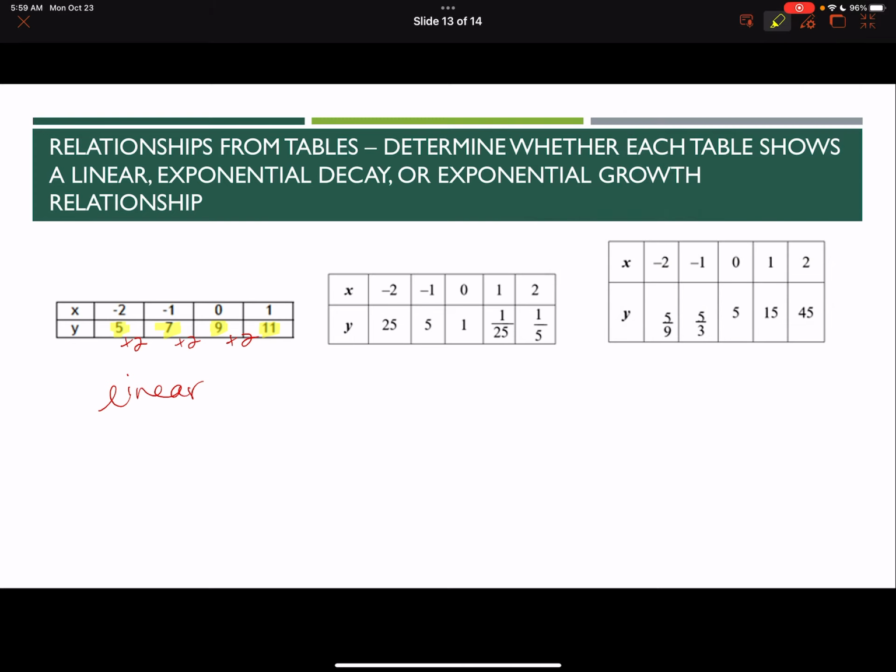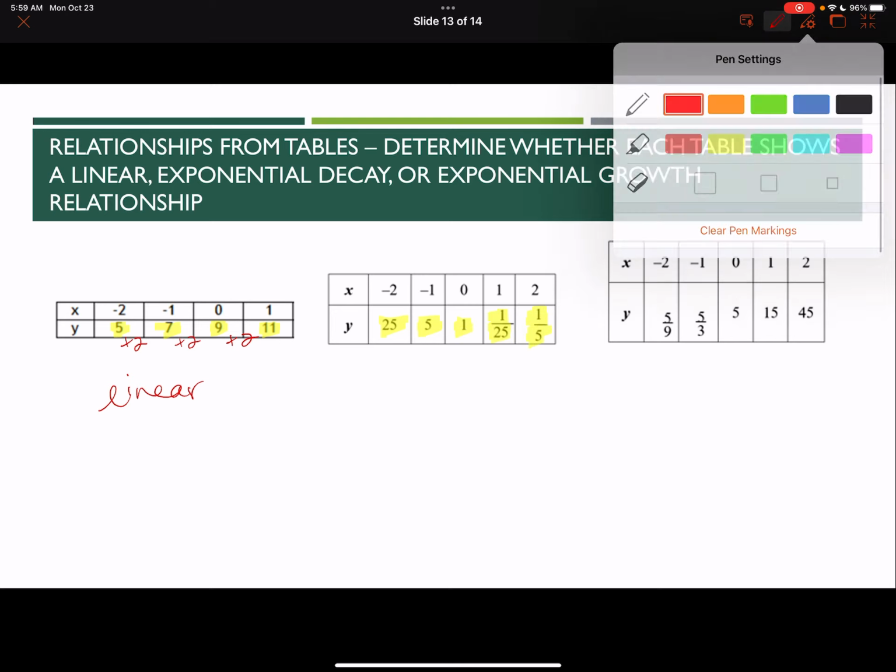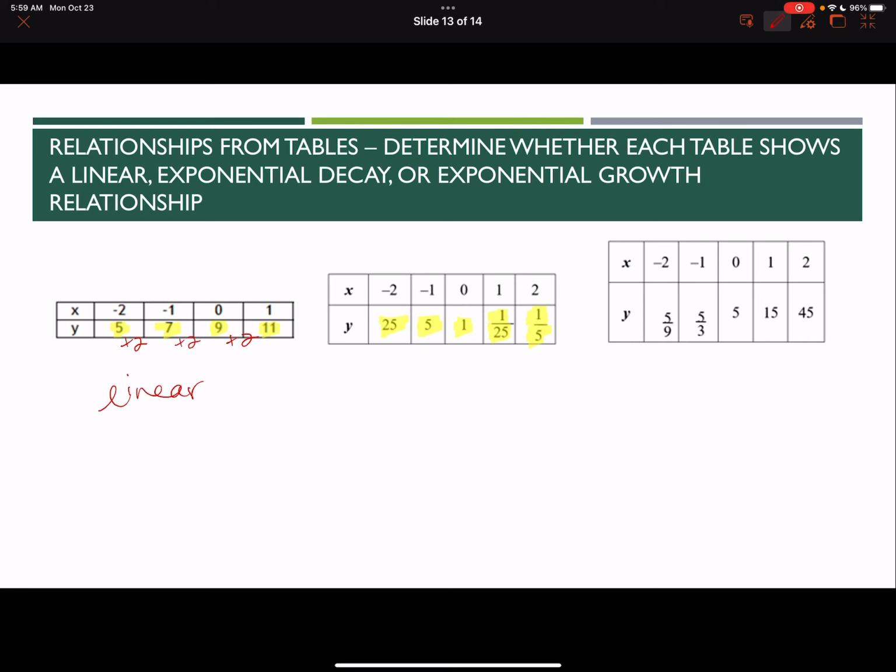Okay, so look at these y's. And I'm going to tell you, if you have fractions like these, kind of just focus on the whole numbers first. 25, 5, 1. What's the pattern? Now, at first I might think, oh, from 25 to 5, I can subtract 20, right? 25 minus 20 is 5. But if I subtract 20 from 5, I don't get 1.